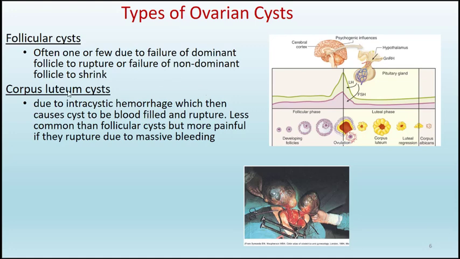The other type of cyst is a corpus luteum cyst. Now remember that the corpus luteum is that remnant of the mature follicle after ovulation has occurred. And normally, if a woman doesn't become pregnant, as I said, it will degrade and become the corpus albicans. But with a corpus luteum cyst, the corpus luteum can begin to fill with blood, really an intracystic hemorrhage, so bleeding within the cyst that is starting to enlarge, and then it can eventually rupture. These are less common than your follicular cysts, but they are quite painful when they rupture.